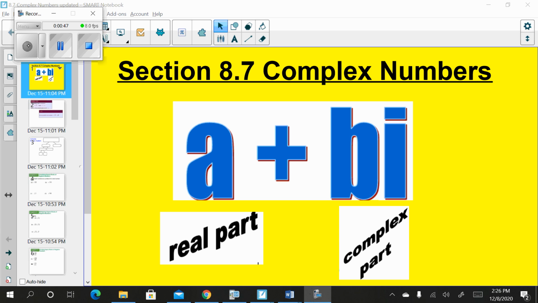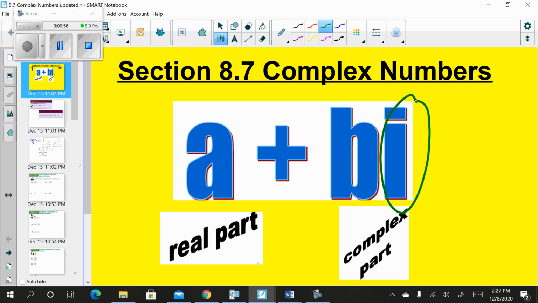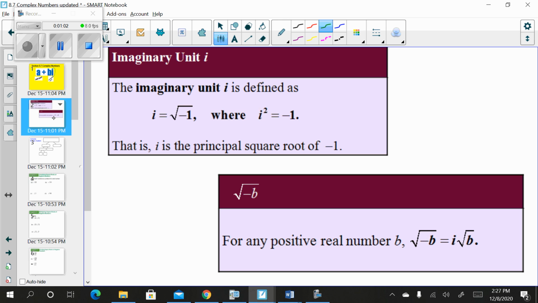So complex numbers are things that have real parts and imaginary parts, and the imaginary unit that we're going to be using is this letter i, so i for imaginary. So complex numbers are made up of both the real and imaginary parts. So we're going to talk about what that all entails.